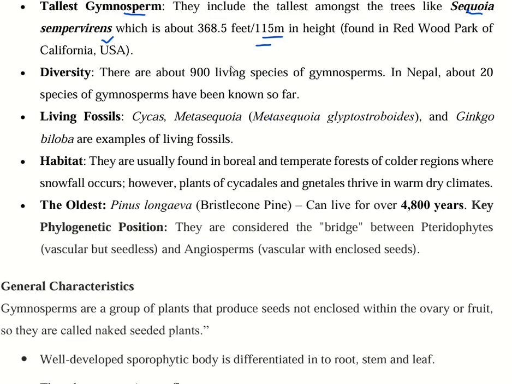Talking about its diversity, there are 900 living species of gymnosperms, among which 26 species of gymnosperms are known so far in Nepal. Talking about the living fossils, they are Cycas, Metasequoia, and Ginkgo biloba. These are the examples of living fossils.